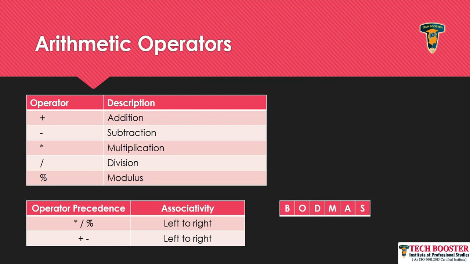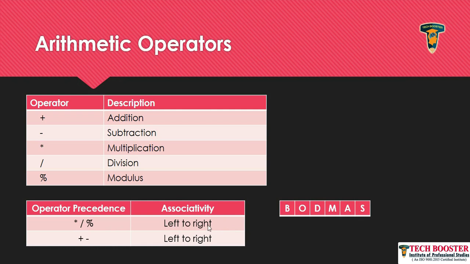But what is the case in C programming? In C language, if you don't use any bracket, in that case the BODMAS rule won't be followed. In that case, we need to follow operator precedence and associativity. Here you can see, first of all, we'll be performing multiplication, division or modulus, and then we'll be performing addition or subtraction. Similarly, if you have operators of the same precedence, then you need to follow associativity, that is you need to move from left to right.